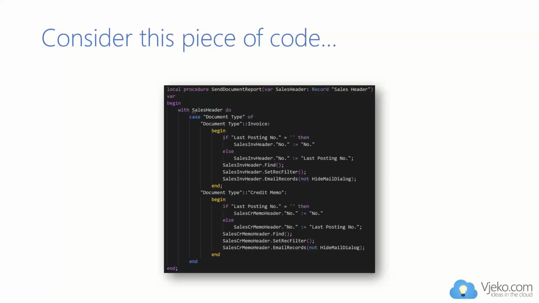Before I answer the question what test doubles are, I would like you to consider this piece of code. This is actually standard Business Central code from the sales posting routine. If you post with an option to send an invoice by email, then you have this. And there are these two lines of code that I would like to get your attention to.